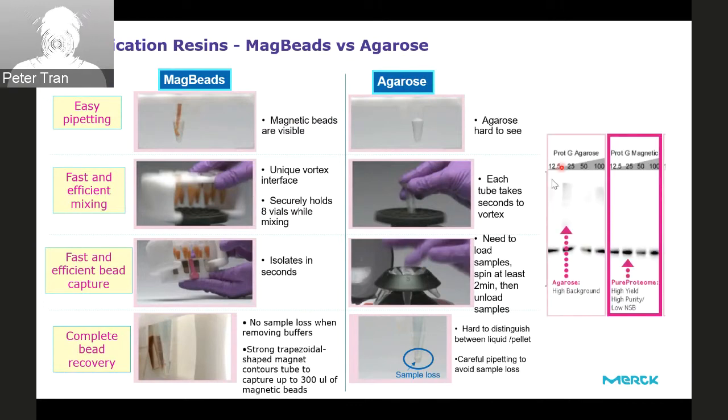Therefore, when you run the analysis on Western blotting, for example, you normally see some kind of high background with the agarose methods. But with magnetic beads, you can have a cleaner background, higher yield, high purity, and low non-specific binding. That's the key difference here I want to show you.